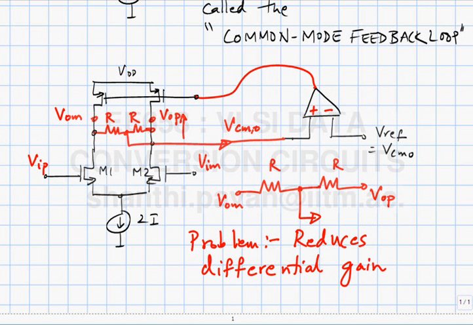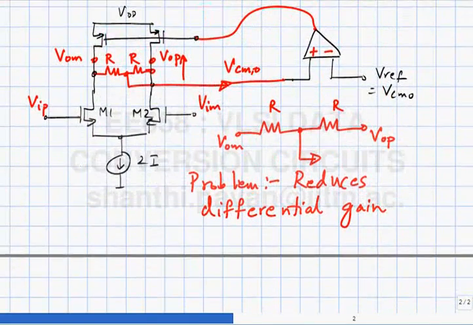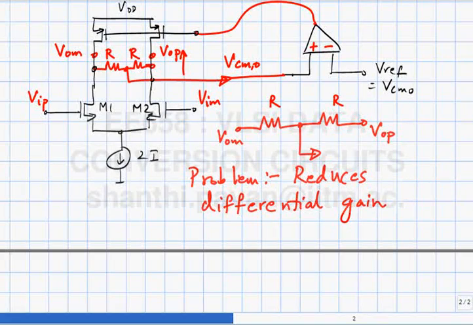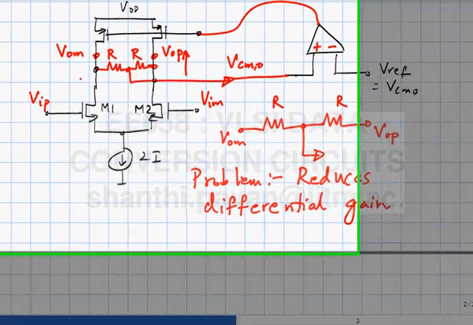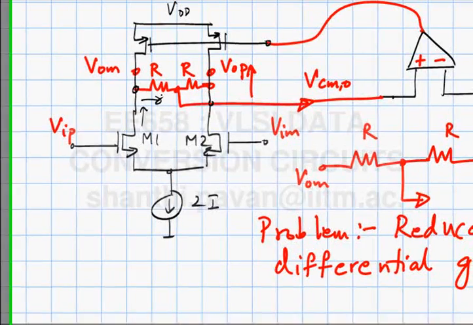So can you suggest something which will sense common mode but will not reduce the differential gain? The problem is that when incremental current flows like this, it's all flowing through the resistor. Ideally, you want all that current to flow into an open circuit so that you get as large a voltage gain as possible. So you want to be able to sense this voltage, but you don't want current to flow. So what is the logical thing to do?